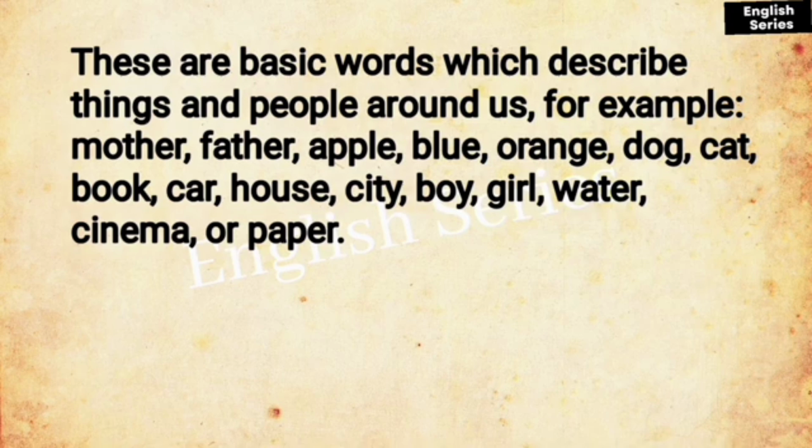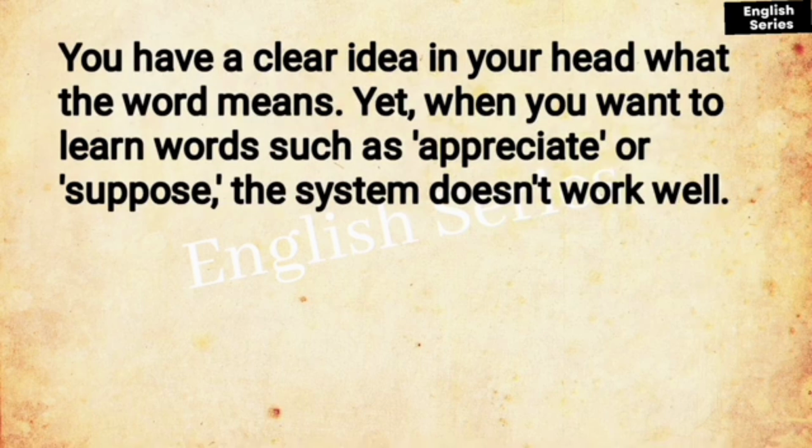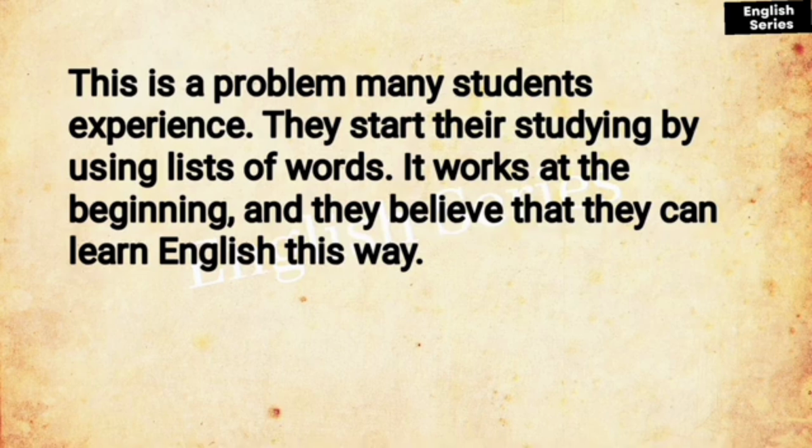For example, mother, father, apple, blue, orange, dog, cat, book, car, house, city, boy, girl, water, cinema or paper. These are words which represent something that you can imagine easily. For example, when you learn the word dog, you know immediately what it is. You have a clear idea in your head what the word means. Yet when you want to learn words such as appreciate or suppose, the system does not work well. This is a problem many students experience.